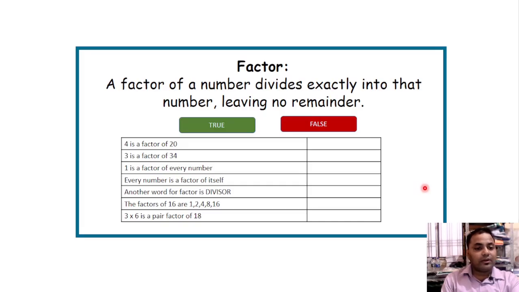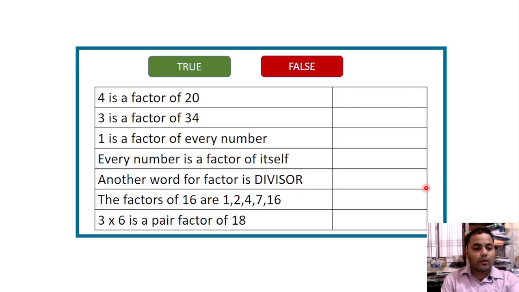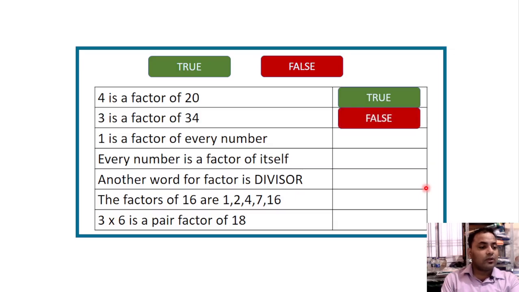Now a factor of a number divides exactly into that number, leaving no remainder, and we have to see whether the statement is true or false. 4 is the factor of 20, so this is true. Now 3 is the factor of 34. This is not true, this is false. 34 is the number, and 3 is not a factor of 34, so this is false. 1 is the factor of every number, this is true. Every number is a factor of itself, true. Another word for factor is divisor, true.